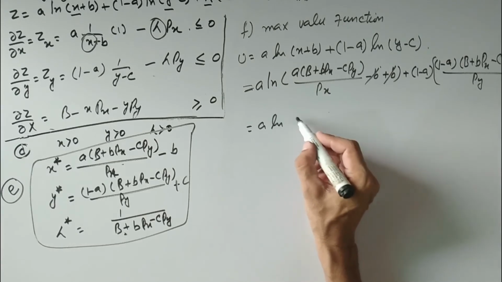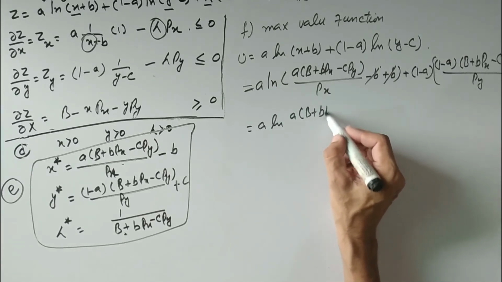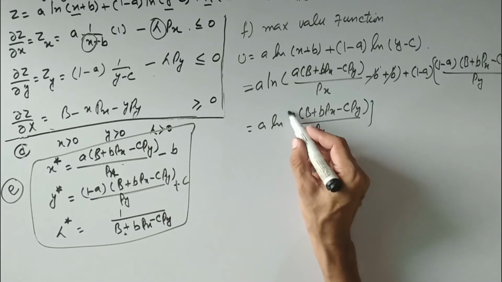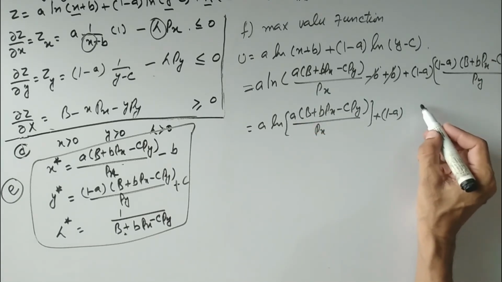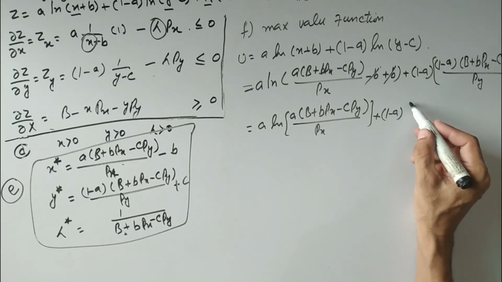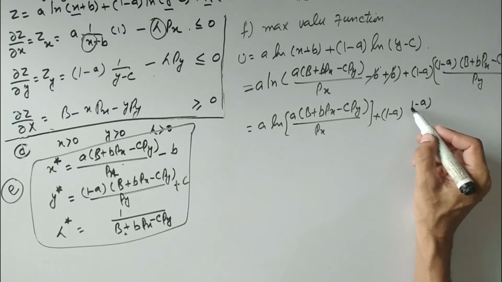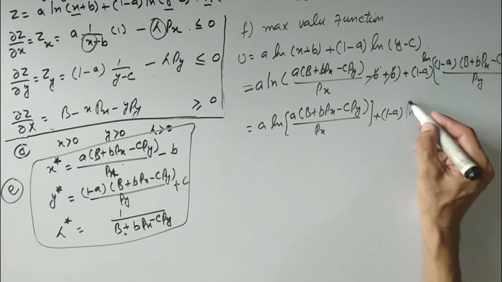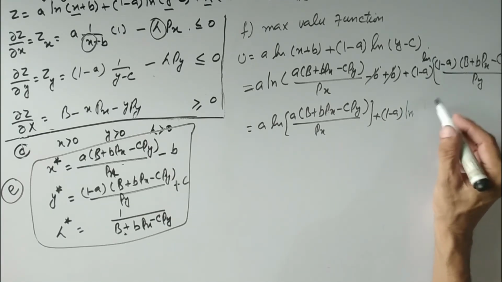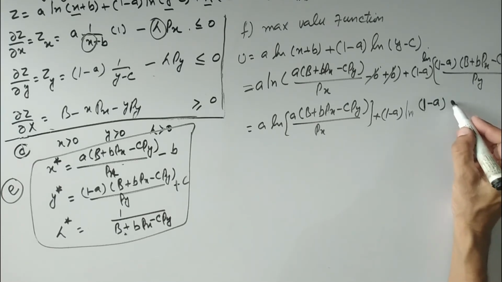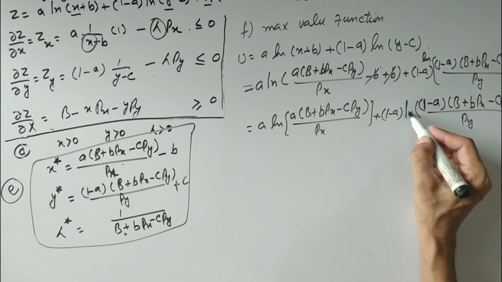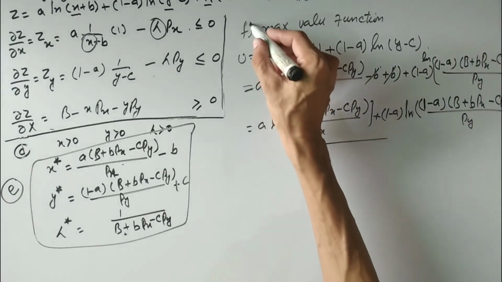So a ln a into b plus p of x minus c p y upon p of x, plus 1 minus a into ln of 1 minus a into b plus b p of x minus c p y upon p of y. So this will be the maximum value function. That is the answer to part F.